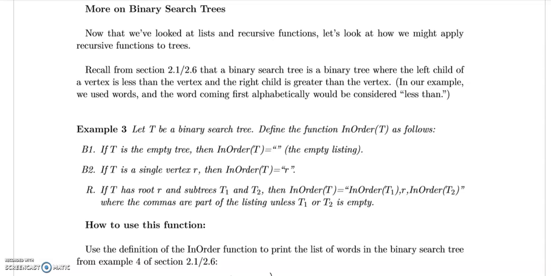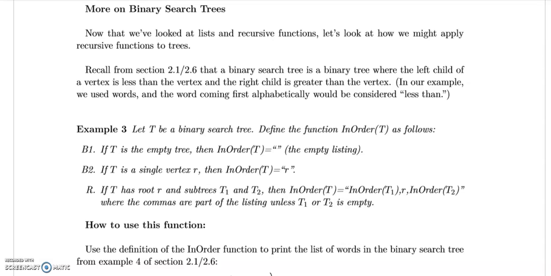Recall from section 2.1.2.6 that a binary search tree is a binary tree where the left child of a vertex is less than the vertex it came from, and the right child is greater than that vertex. In our example, we used words. If we were to use words, the word coming first alphabetically would be considered less than and go to the left, and a word that comes after alphabetically would go to the right.